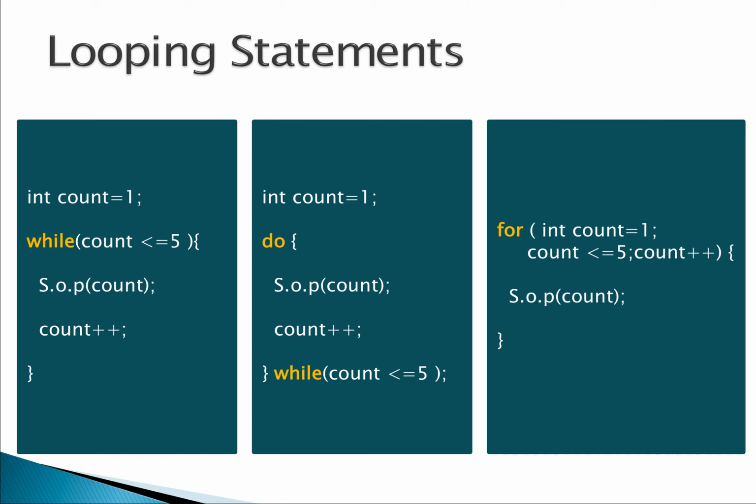I'm just putting together all these three things in one place so you get a better understanding. SOP stands for system.out.println. It's a short form. I'm using it just for demonstration, but you have to replace that with system.out.println when you do coding. So int count is equal to 1, and you see the while syntax, the do while syntax, and the for syntax.